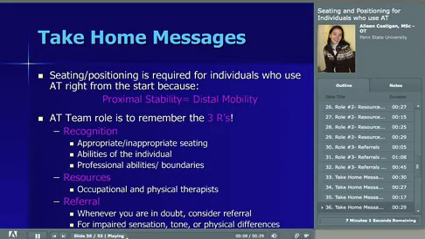Referrals should be considered whenever there is doubt regarding the effectiveness of an individual's seating and positioning and its impact on their ability to use their assistive technology. Certainly, whenever impaired sensation, muscle tone issues, or pronounced physical differences exist, a referral to a professional with expertise is imperative.